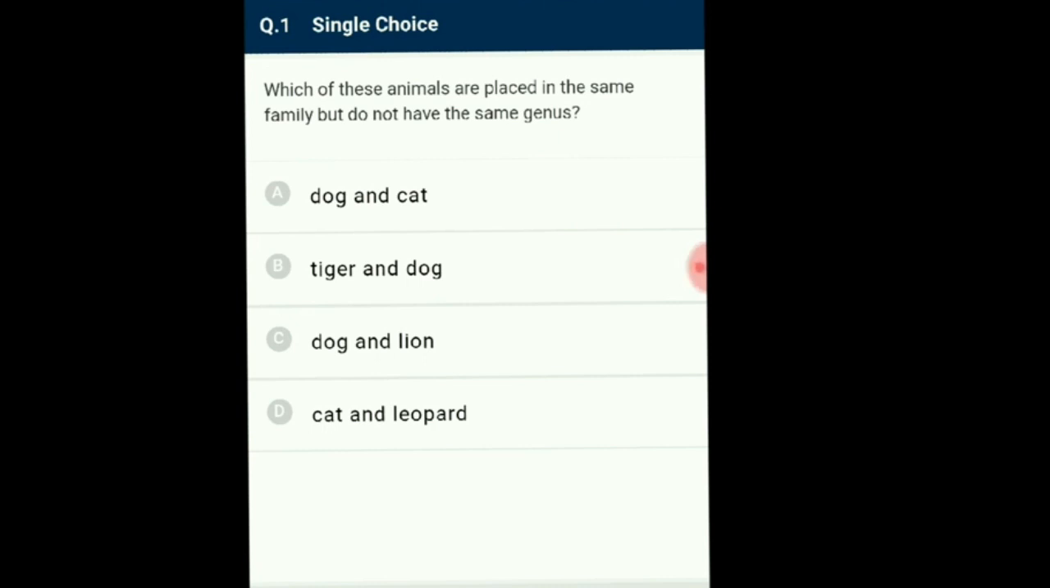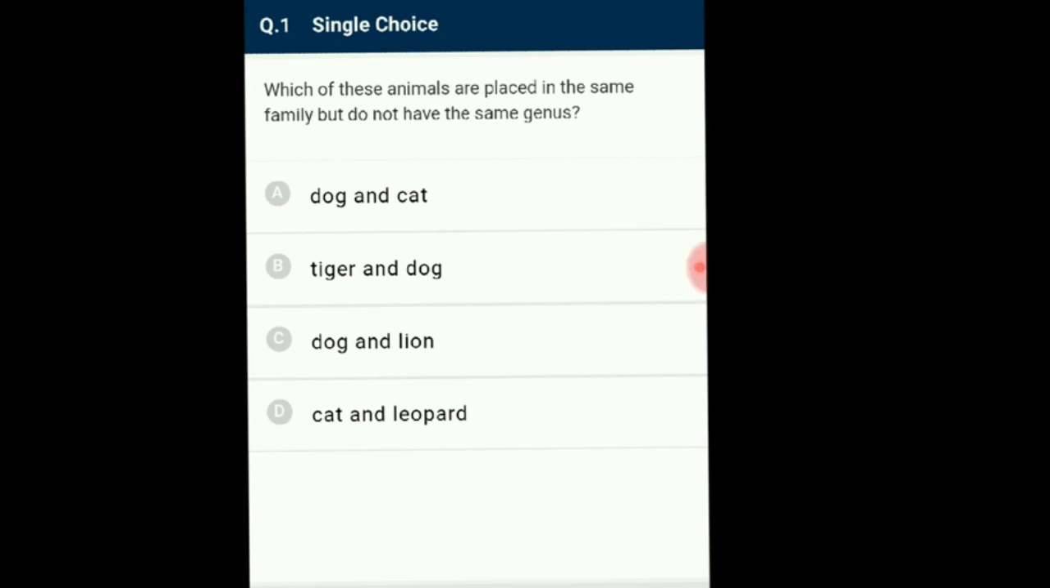Here, the lion, genus Panthera, family Felidae. Tiger, genus Panthera, family Felidae. Leopard, genus Panthera, family Felidae. Cat, genus Felis, family Felidae. Dog, genus Canis, family Canidae.